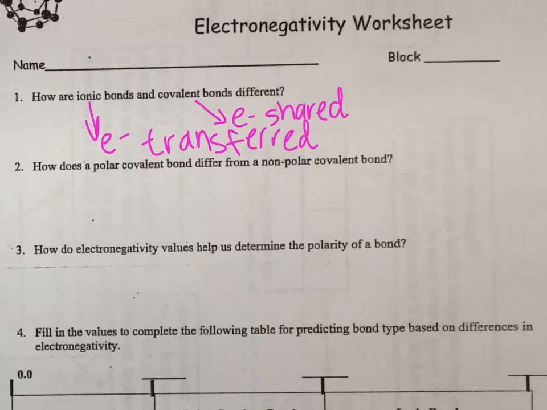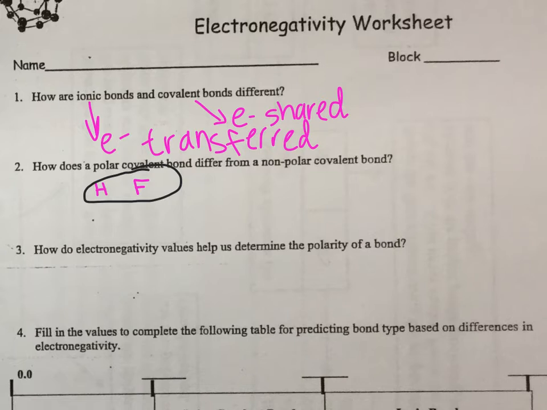Now the next question is asking, how does a polar covalent bond differ from a non-polar covalent bond? Basically, a polar covalent bond, let's just give an example for your page, would be something between hydrogen and fluorine. What I want you to do is make a little lopsided blob like that. Fluorine gets the bigger end of the blob, and hydrogen gets the smaller end.